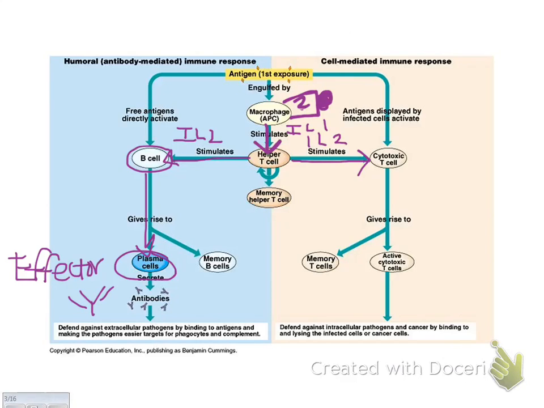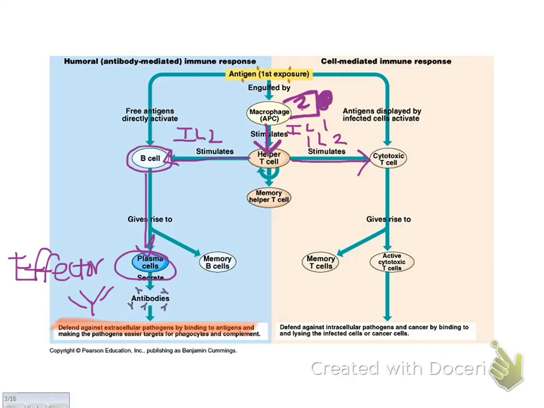Okay, and somebody tell me what antibodies do. Attached to the pathogens. Okay, read this bottom part right here. This is important. It's just written so small, I don't know why. Read that bottom part down there. It says B cells. It's talking about the B cells. They defend against extracellular pathogens by binding to an antigen.